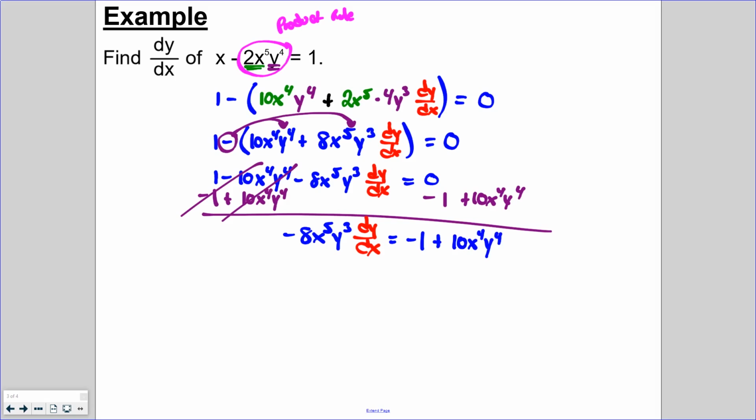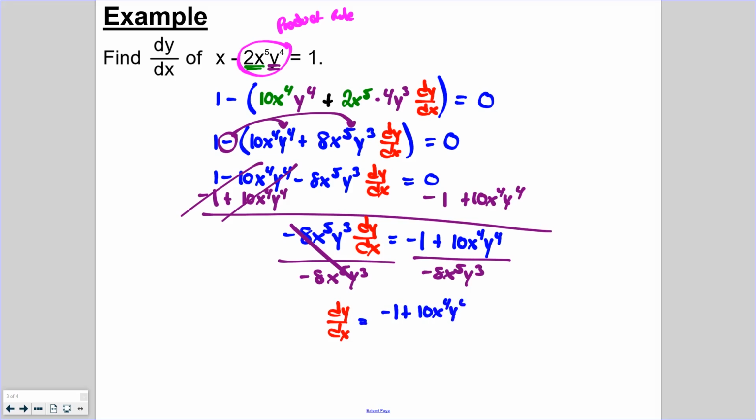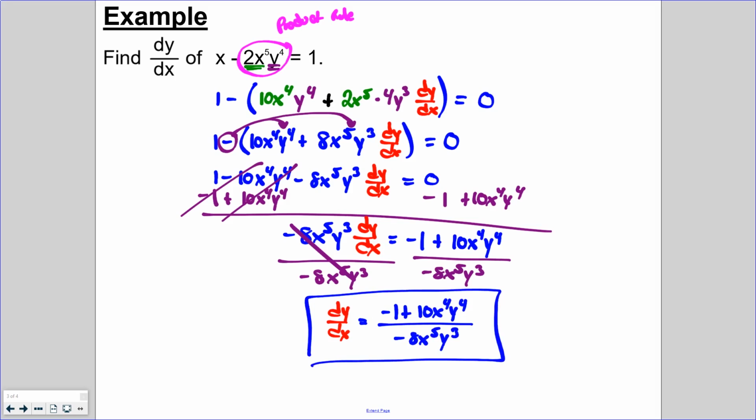Now I want to get the dy dx by itself, so we'll divide both sides by negative 8x to the fifth, y cubed. And what we do to one side, we got to do to the other. On the left, the 8s and the x to the fifths and the y cubes will cancel out. That is going to leave us with dy over dx is equal to negative 1 plus 10x to the fourth, y to the fourth, all over negative 8x to the fifth, y cubed. And this is our derivative.